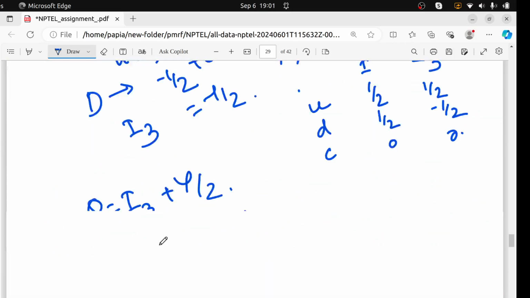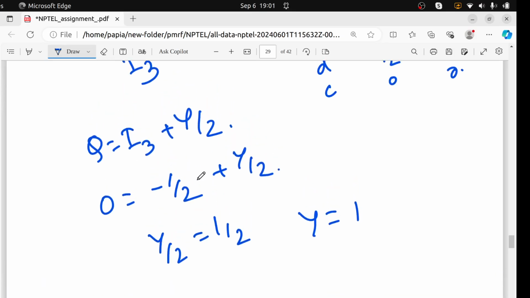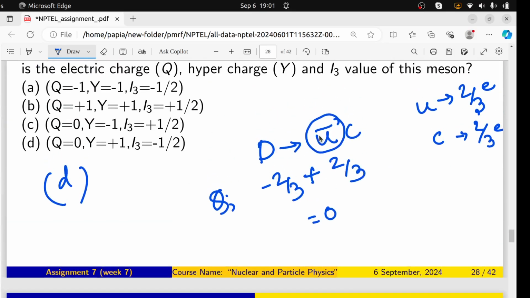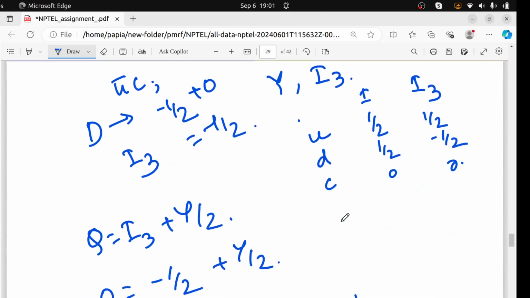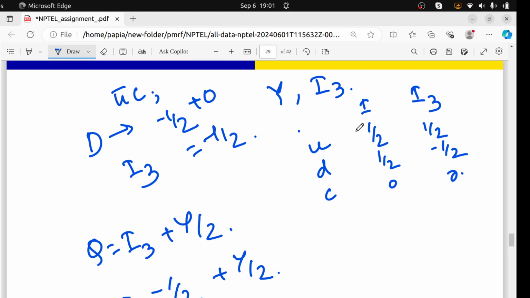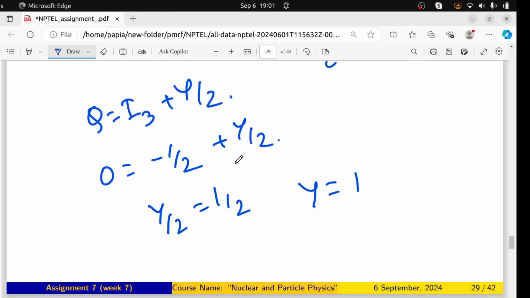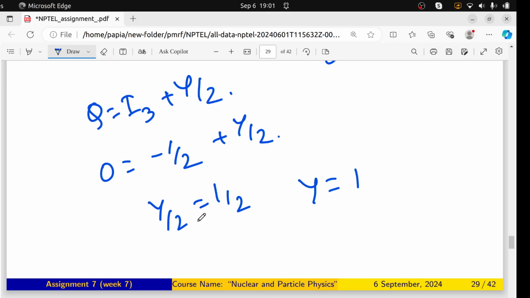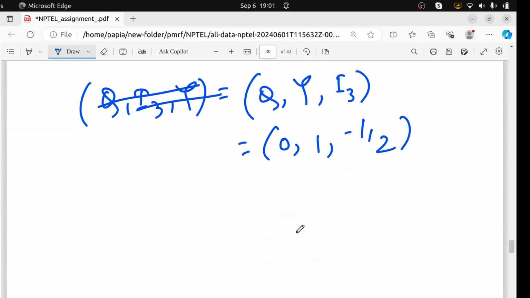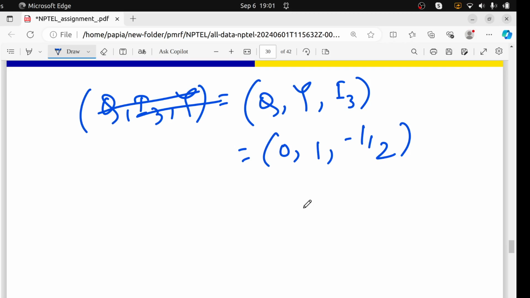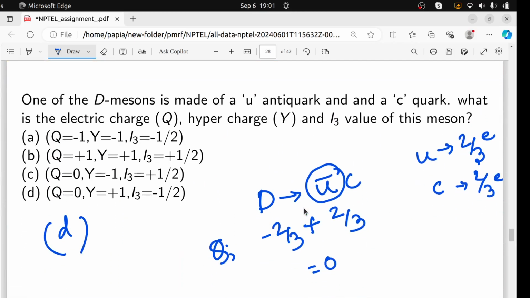So how have we done these things? Because of that, we first calculated the q value. Q for u bar is minus 2 by 3. For C it is 2 by 3. Minus 2 by 3 plus 2 by 3 will be 0. Now coming to the I3 value. I3 for u, d and c is half, minus half, 0, 0. So I3 will be minus half. And q equals I3 plus y by 2. So here we get the value of y as 1. So q, y, I3 equals 0, 1, minus half. So the option is D.